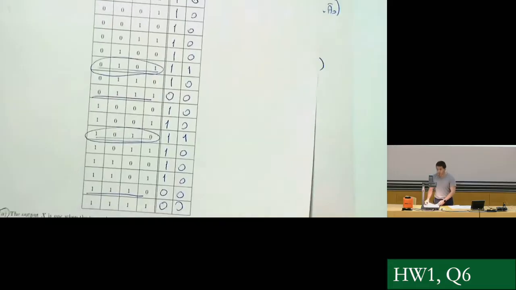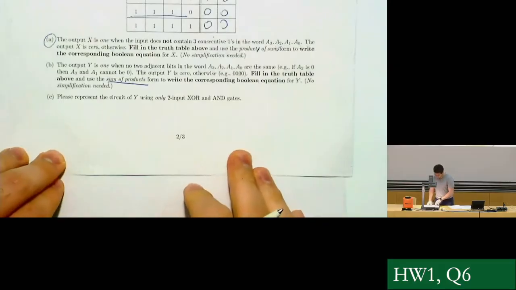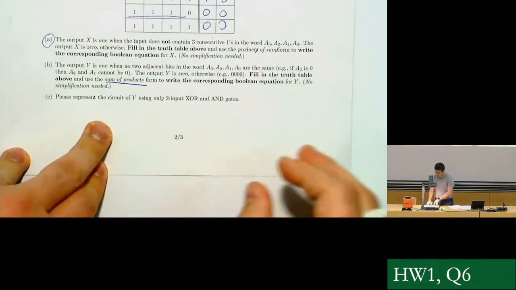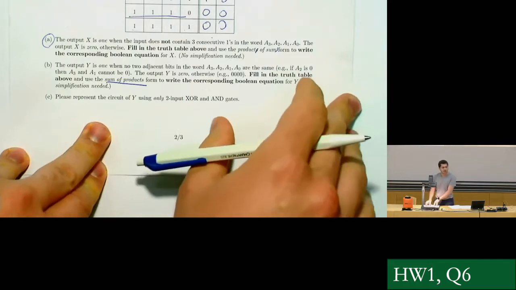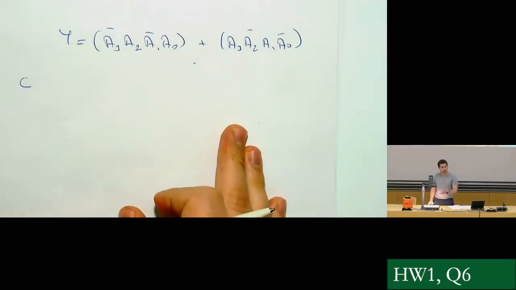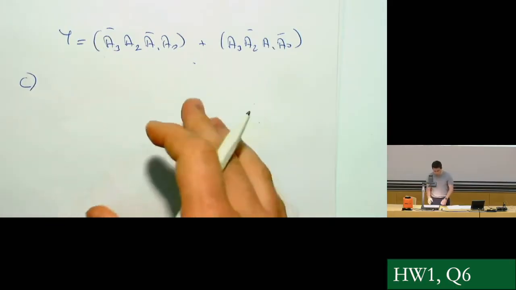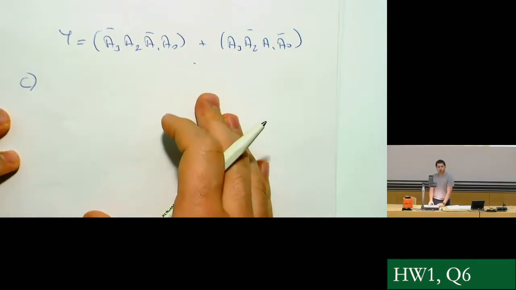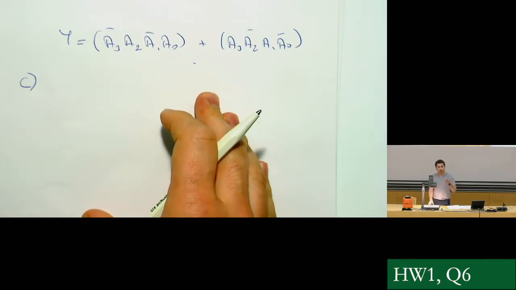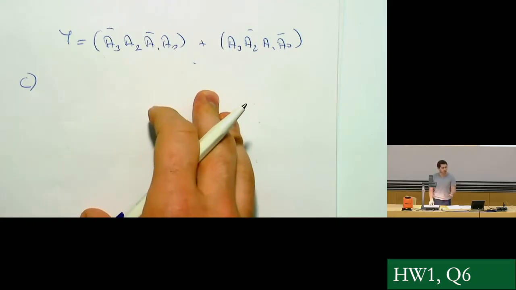So I think there's no question related to that. So for C, all right. So for C, it says, please represent the circuit of Y using only 2 input XORs and AND gates. So I'll write the circuit in a very intuitive way, and also I'll show you the equation later. But very intuitively, how you should be thinking is basically, for Y, I shouldn't have any two adjacent inputs equal to each other, right? So this means that those are basically XORs, right?